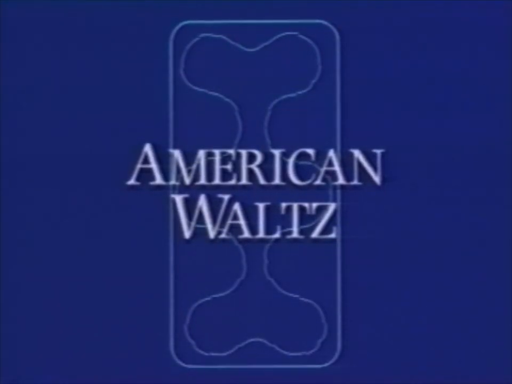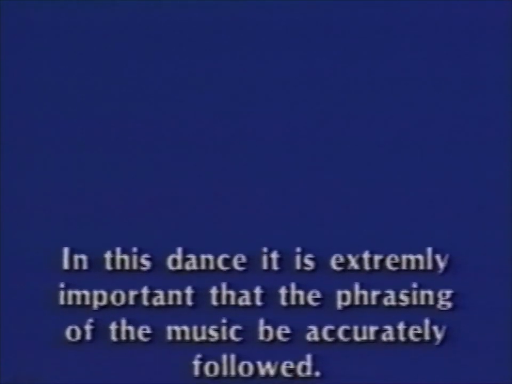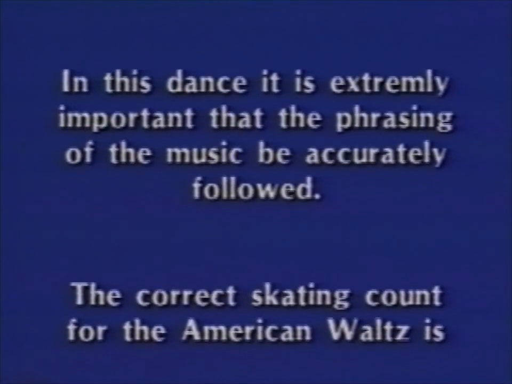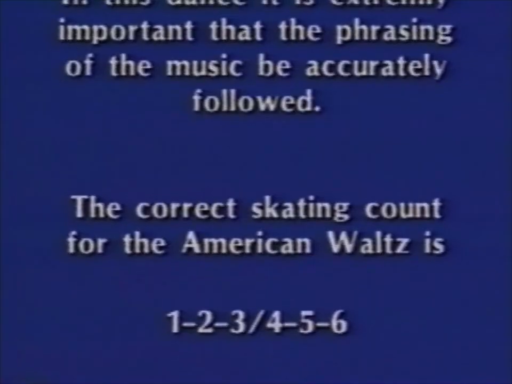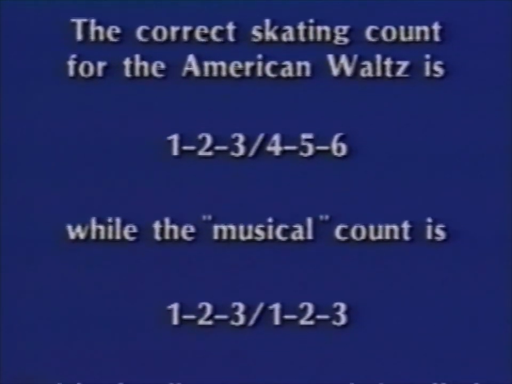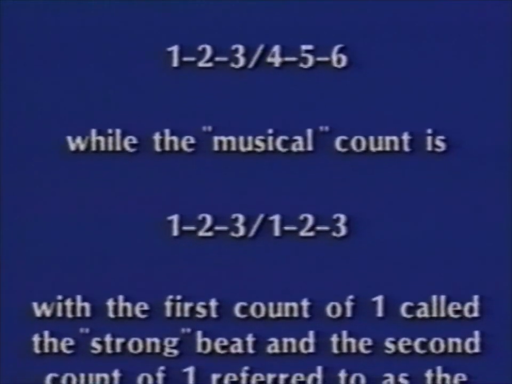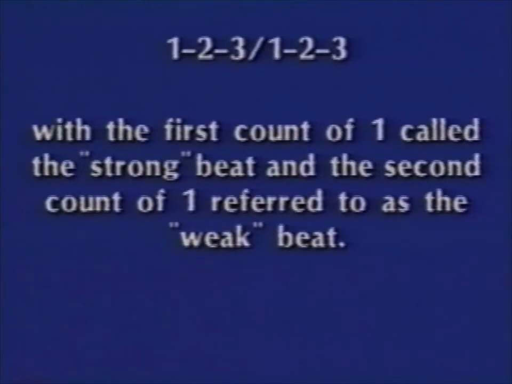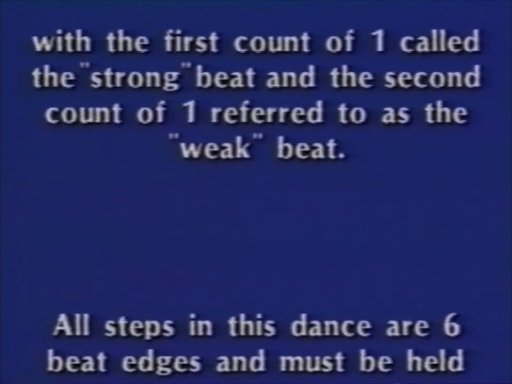American Waltz. The American Waltz is an optional pattern dance. The middle lobe may be omitted in a short rink, otherwise the pattern must be followed. In this dance, it is extremely important that the phrasing of the music be accurately followed. The correct skating count for the American Waltz is 1, 2, 3, 4, 5, 6, while the musical count is 1, 2, 3, 1, 2, 3, with the first count of 1 called the strong beat and the second count of 1 referred to as the weak beat.